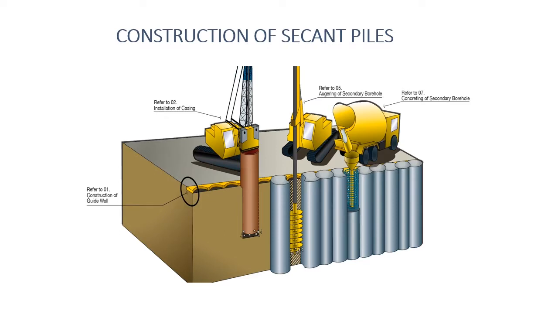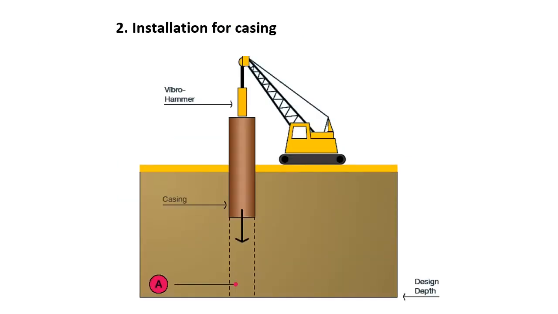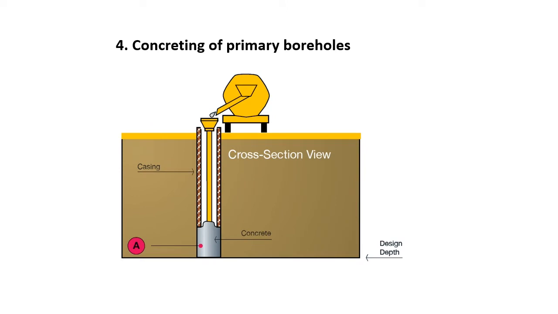Next, we're going to look at the construction process of second piles. The construction process is almost similar as CBP. First, we need to construct the guide wall. Next, we're going to insert the casing, using a vibro hammer. Next, we're going to auger the ground. So, ground ni akan kita drill and remove the soil daripada the hole. Next, concreting of the primary borehole using a tremie, and casing masih lagi ada kat dalam. Okay, this is to maintain supaya ground tu tak bergerak, tak runtuh. So dia ada support for the ground.